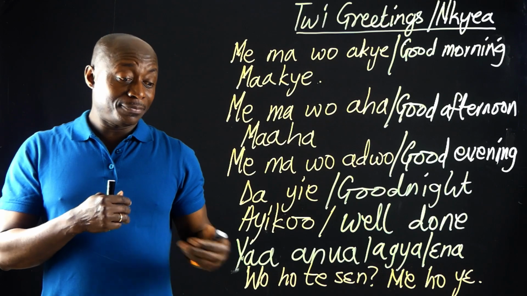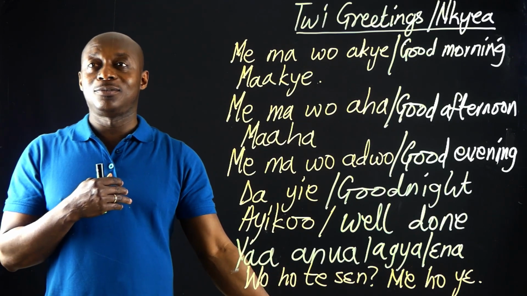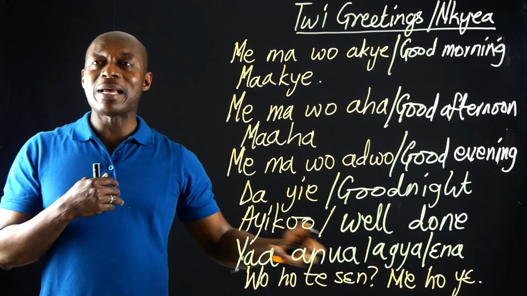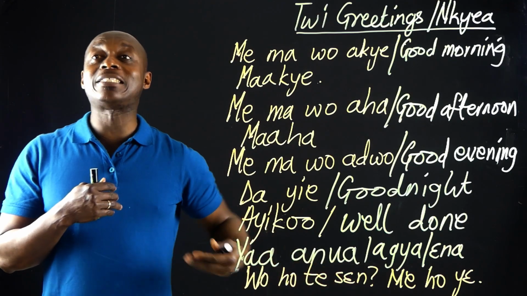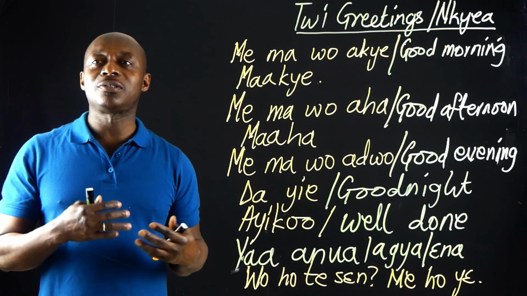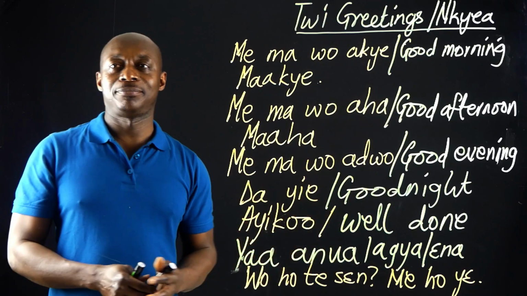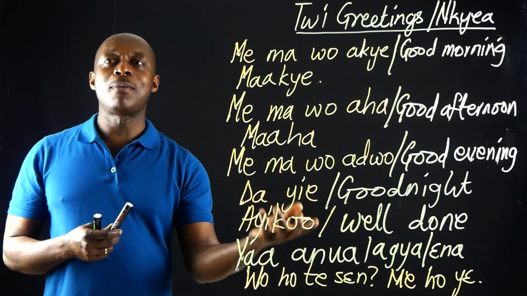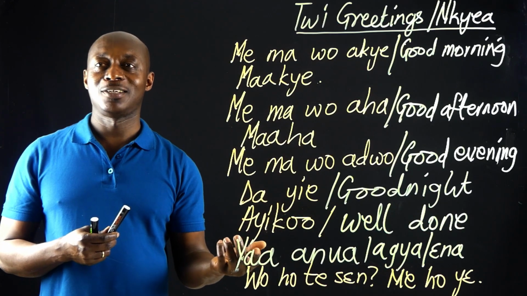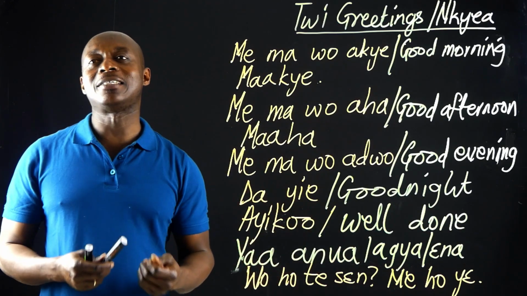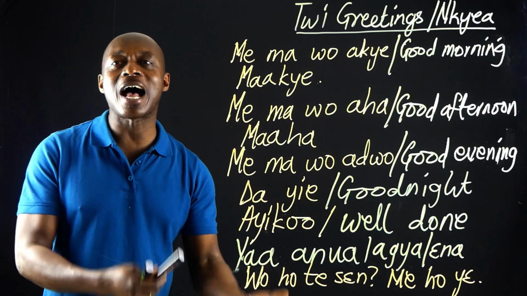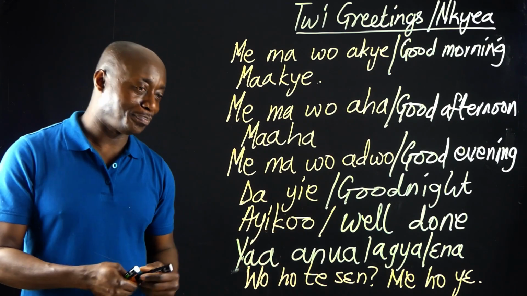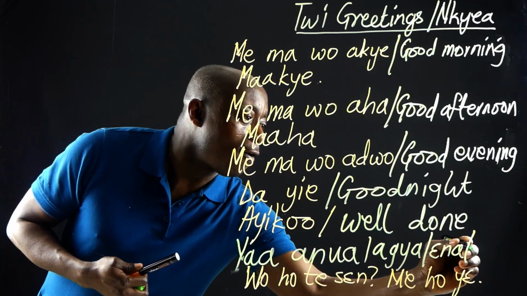If the person is like a child to me, if the person is of the age of my child, I can respond ya oba. Oba means what? Child. So ya oba is like saying ya my child.